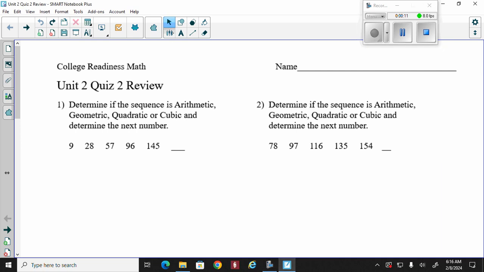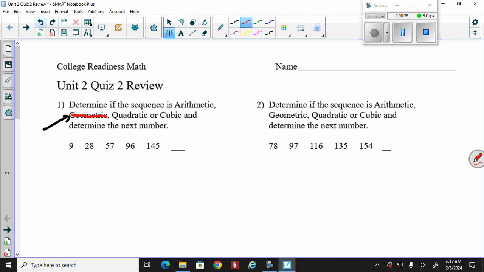If you remember, the very first thing you need to do when determining whether it's arithmetic, geometric, quadratic, or cubic is remember that geometric is the oddball. That's the one where it's kind of difficult to see. So the best thing to do is look at the first two numbers and ask, is there anything I can multiply 9 by to get to 28? And the answer is no, or not a whole number, that is. So I already know that geometric's not going to be it.